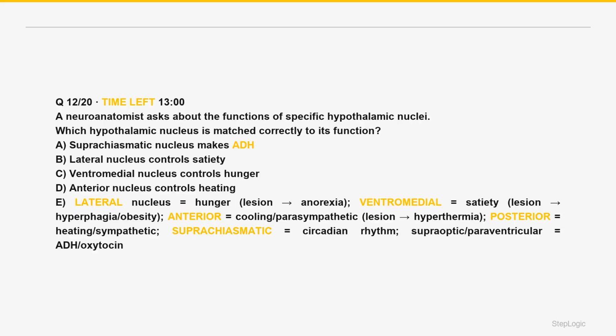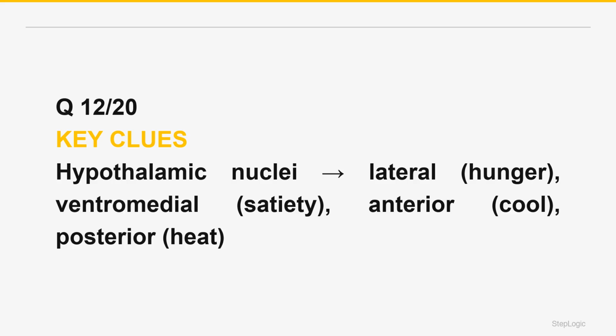Which hypothalamic nucleus is matched correctly to its function? A neuroanatomist asks about the functions of specific hypothalamic nuclei. Read the command. Which hypothalamic nucleus matches its function? Lateral hunger, ventromedial satiety, anterior cooling parasympathetic, posterior heating sympathetic, suprachiasmatic circadian, supraoptic and paraventricular, ADH and oxytocin.